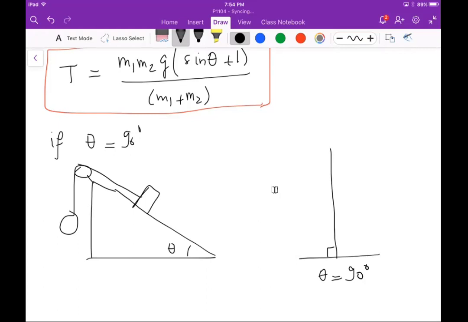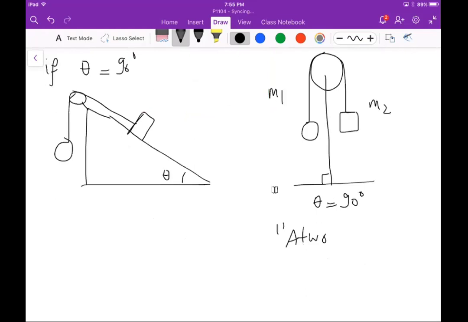And so this problem simply becomes the Atwood machine, which we have just studied before. So here we end up with this example, which is the Atwood machine that we have discussed earlier.